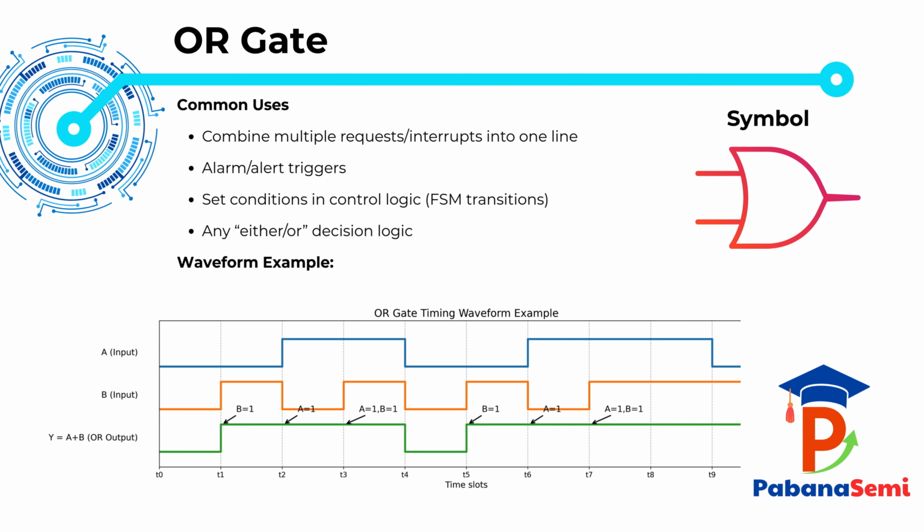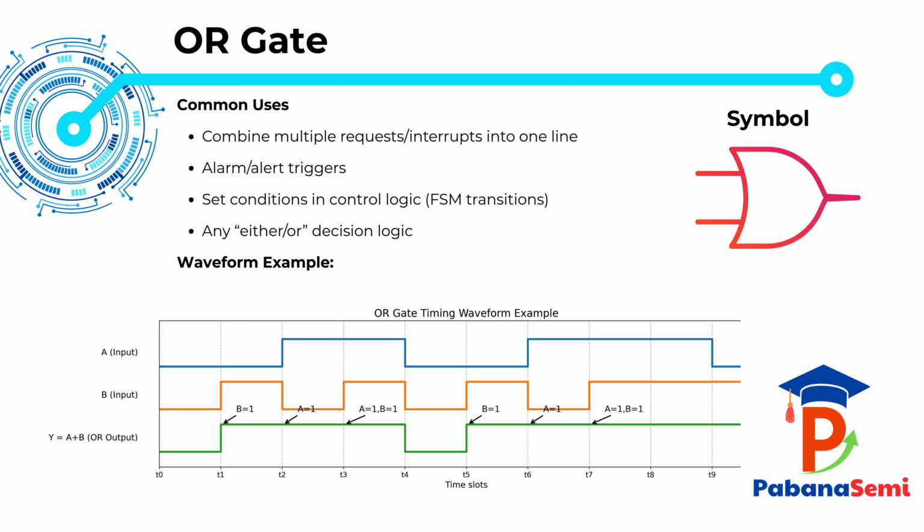In real digital systems, OR gates are frequently used to combine multiple requests or interrupts into a single line. For example, if any subsystem requests service, an OR gate can raise one common interrupt signal to the processor. OR gates are also used for alarm and alert triggers. If any one of several fault conditions becomes true, such as overtemperature, undervoltage, or overload, an OR gate can assert an alarm output immediately. Another important use is in control logic, especially for FSM transitions. If a state machine should move to the next state when either condition A or condition B happens, OR logic is the natural way to implement that decision.